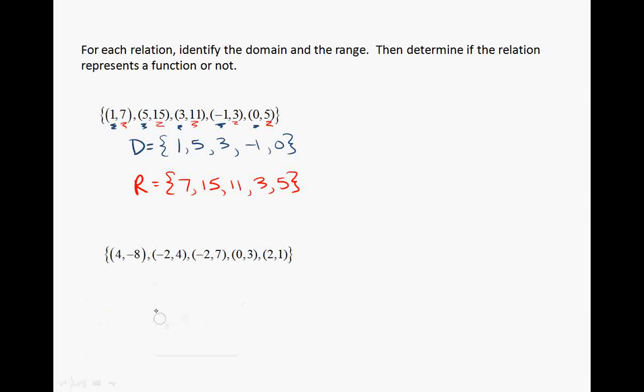The second part of the problem says to identify if this relation is a function or not. So you ask yourself, do any of my x values get paired with more than one y value? Well, in this case, no, that's not the case. Every single x value has exactly one y value. So this is a function.